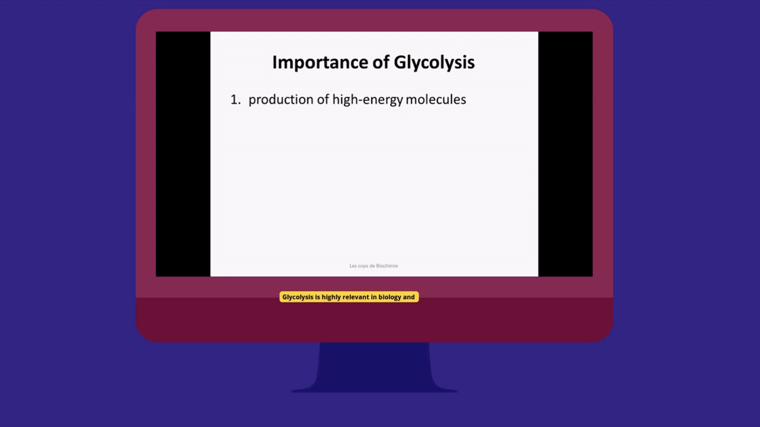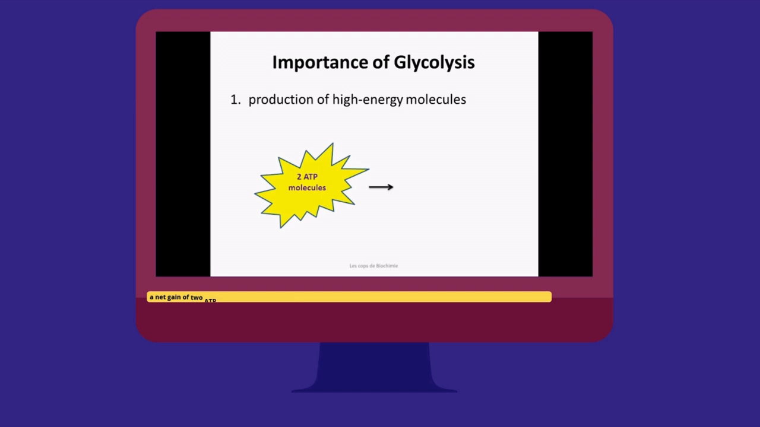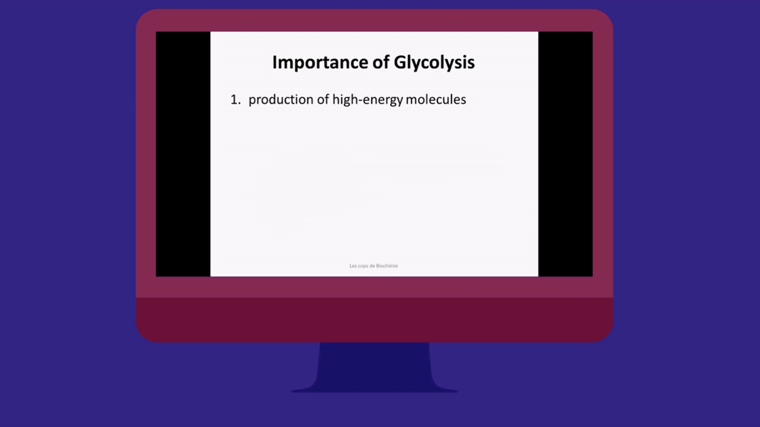Glycolysis is highly relevant in biology and biochemistry due to its critical role in cellular energy metabolism. Here are several key reasons why glycolysis remains important. It produces high-energy molecules. In fact, glycolysis converts one molecule of glucose into two molecules of pyruvate, producing a net gain of 2 ATP, adenosine triphosphate, molecules, a direct source of energy, which is used for immediate cellular work.